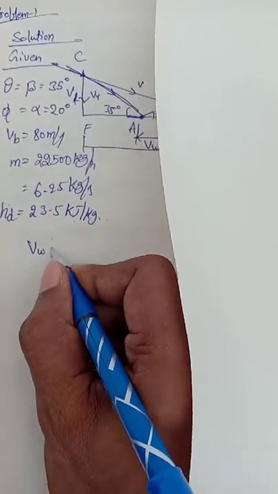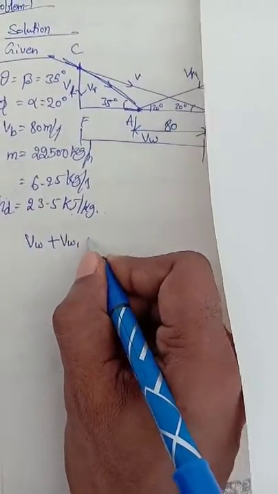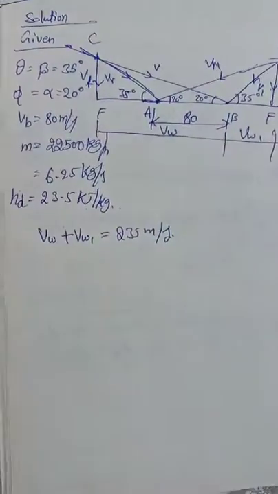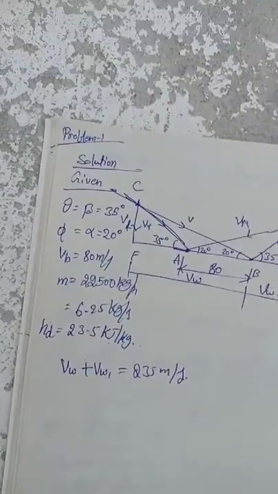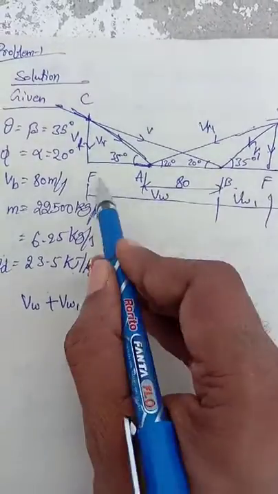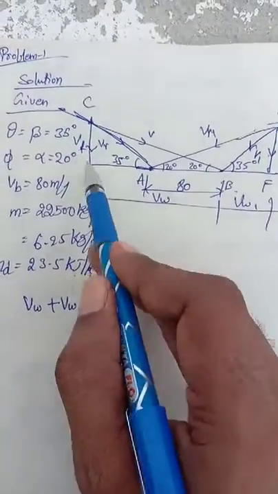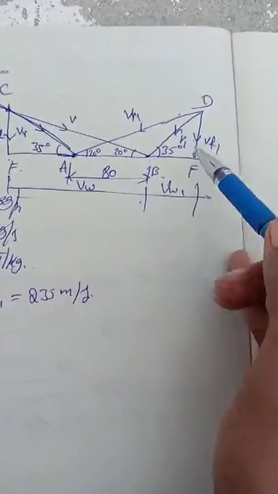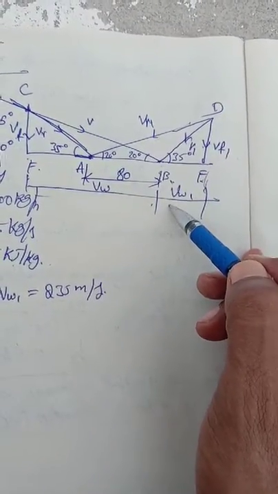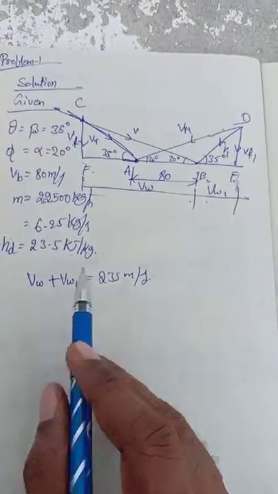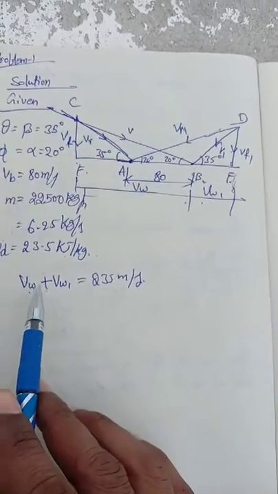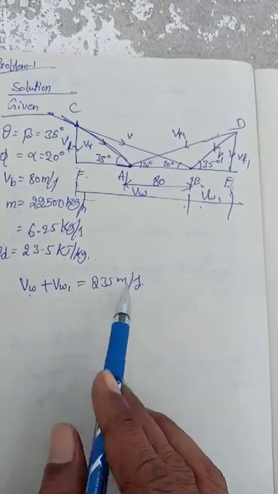And now go for here, VW plus VW1 is equal to 235 meters per second. We can solve by taking this triangle ACF, you can find out this length. And now we go for the BDF triangle, you get the VW1. So once you calculate both, we add VW plus VW1, that is equal to 235 meters per second.